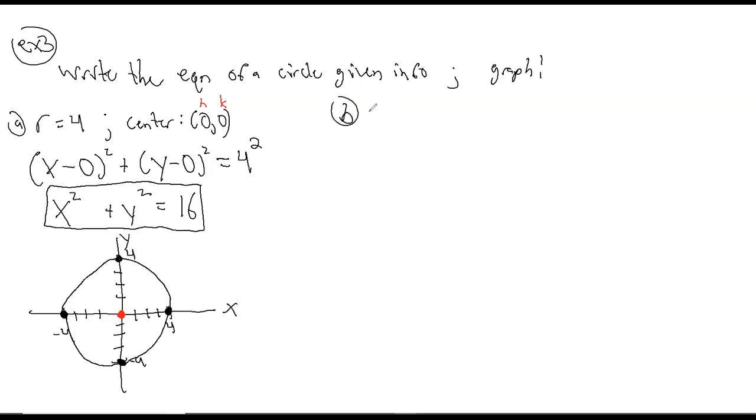B, let's go with a radius of square root of 7, centered at the point 2, -5. Okay, so if the center is 2, -5, that means the h is 2 and the k is -5. With the r being square root of 7, when we plug that in, something's going to happen to the square root, spoilers. That's all we need. We need the radius and the center.